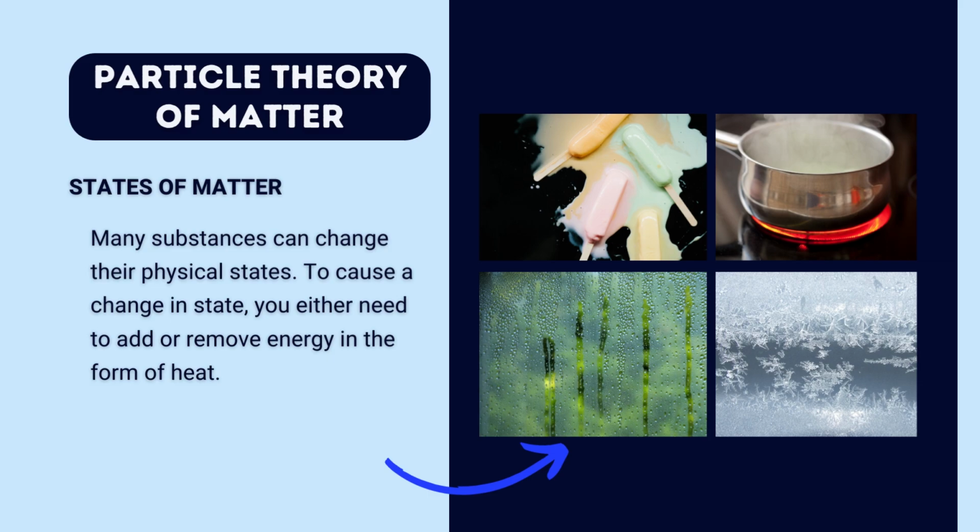On the other hand, removing heat energy from a substance can cause it to transition from a gas to a liquid or a liquid to a solid. This is because cooling the substance decreases the speed and movement of the particles, causing them to come closer together and form stronger intermolecular bonds.